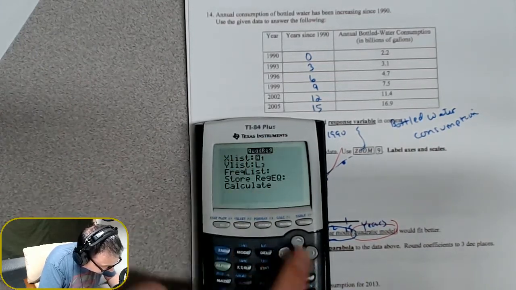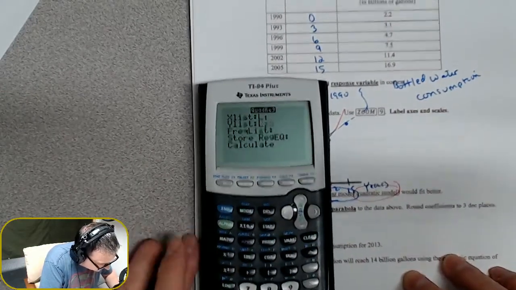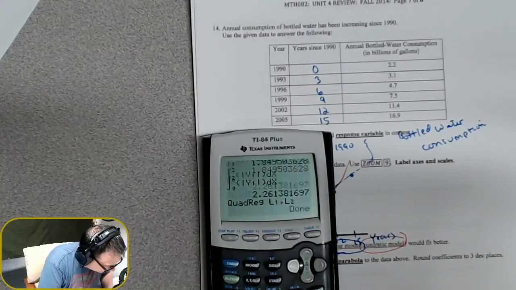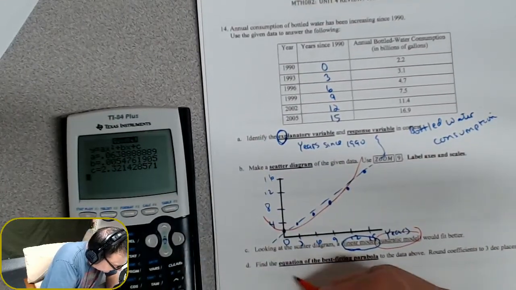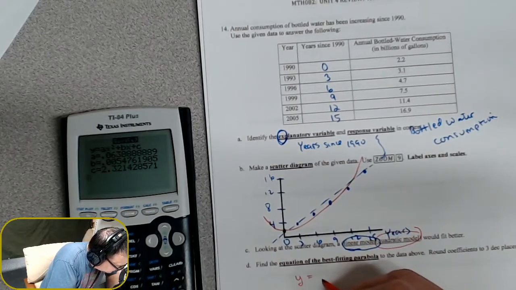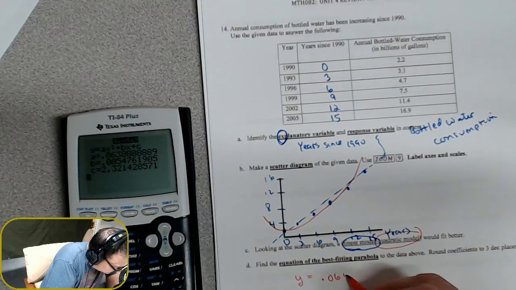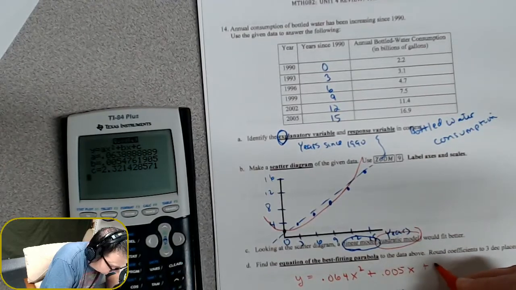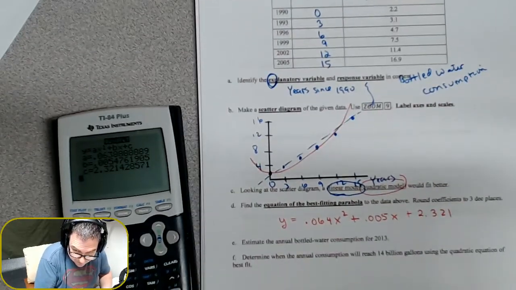And make sure list 1, mine should say list 2. If I want to do list 2, it's second 2 to get list 2. And I go down to calculate, and it tells me right there. So let me write it down. And we're doing red because we're doing the parabola. We got y equals 0.064x squared plus 0.005x plus 2.321. It said round to 3 decimal places. There's our parabola, since they asked us for a parabola.